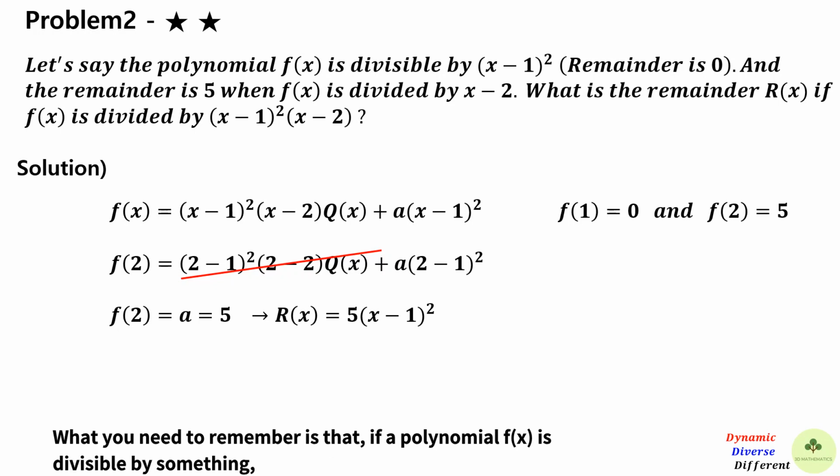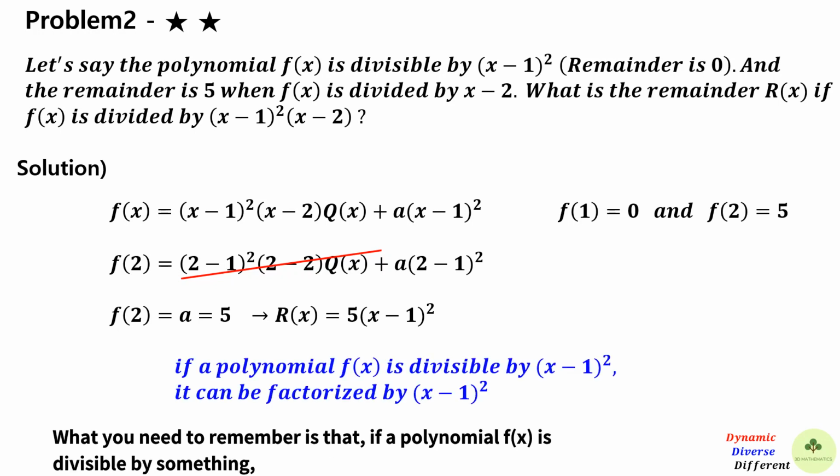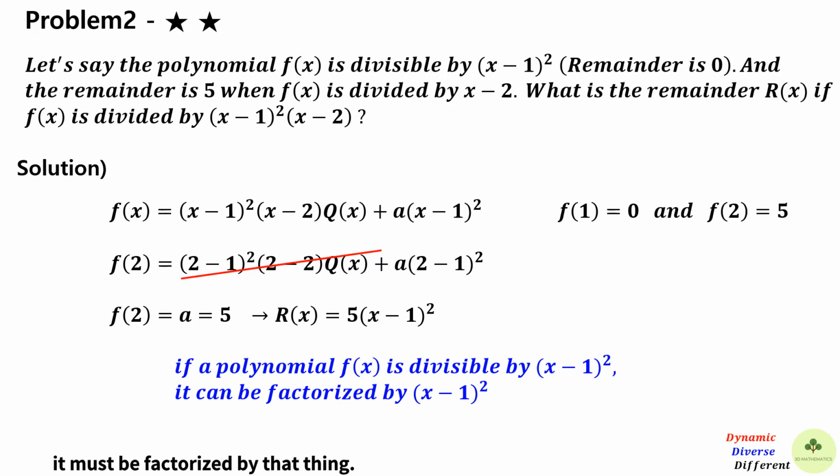What you need to remember is that if a polynomial f of x is divisible by something, it must be factorized by that thing. Okay? Is everything clear? Then let's move to the next problem.